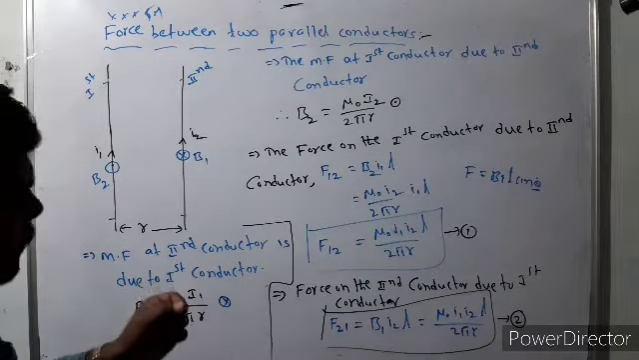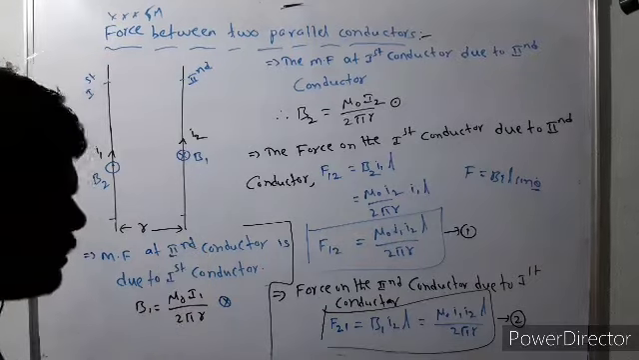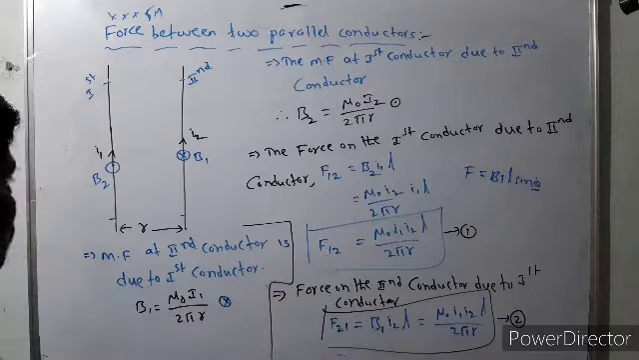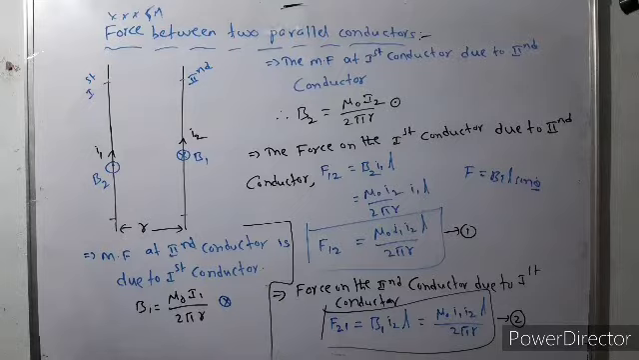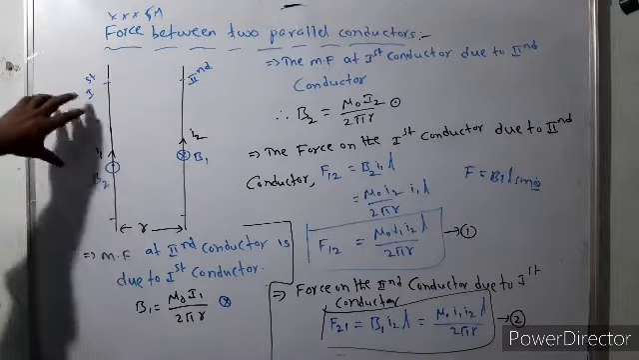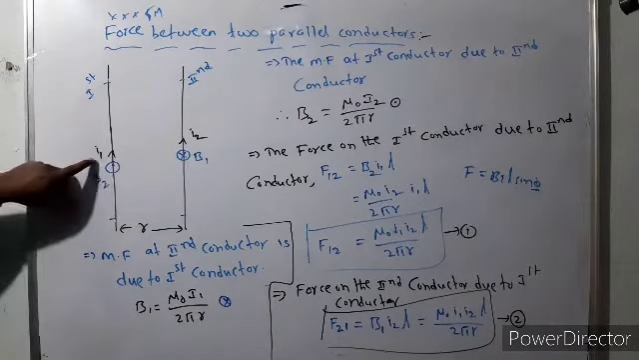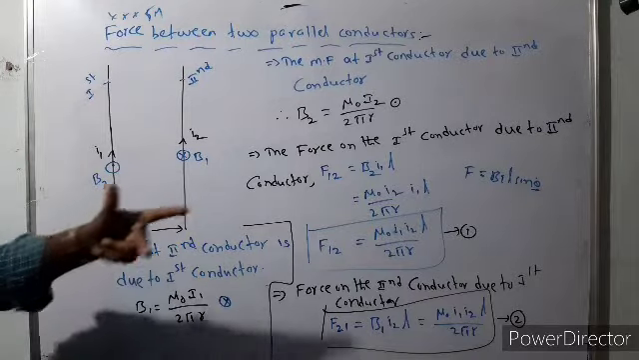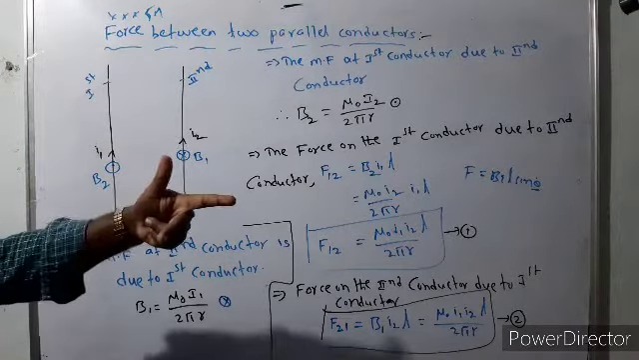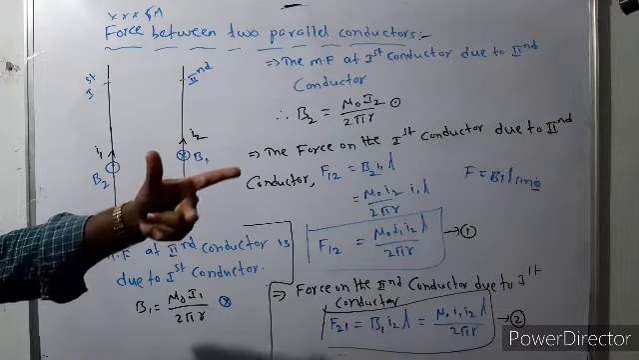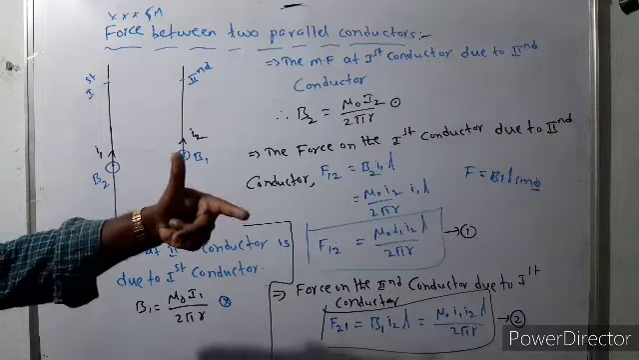Okay. What are the directions of these forces? Direction of F12, force on the first conductor. Come to the first conductor. This is the first conductor. What is the direction of the force? How can you know the direction of the force? By Fleming's left hand rule. Forefinger gives the direction of the magnetic field. Middle finger gives the direction of current in the conductor. Thumb gives the direction of the force.